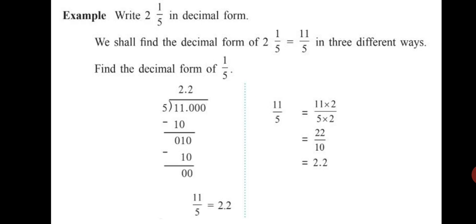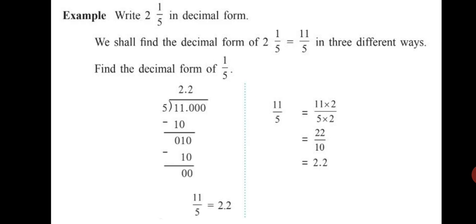Now, to find the decimal form of 11 upon 5, not 1 upon 5, 11 upon 5, we will divide 11 by 5. So, what are we doing here? 5 2s are 10. So, 11 we have operated by taking 5 2s are 10 and remainder is 1. Now you can see a decimal point. So, in the quotient also put a decimal point and then bring the 0 down. Again 5 2s are 10 and now remainder is 0. So 2.2 is your answer.